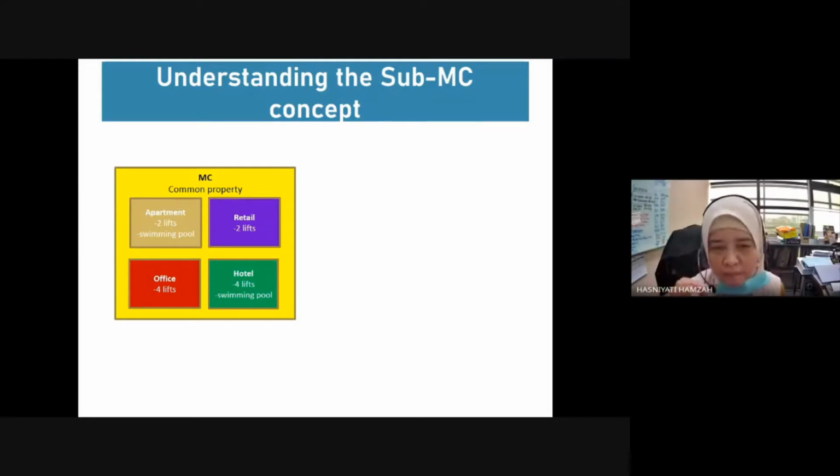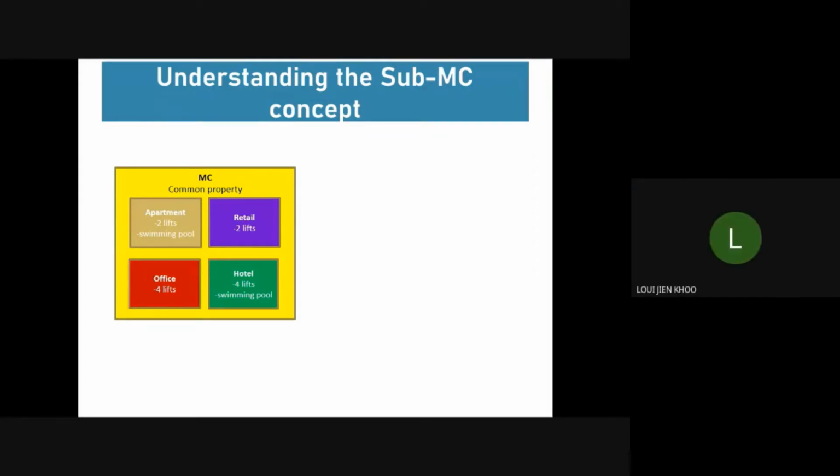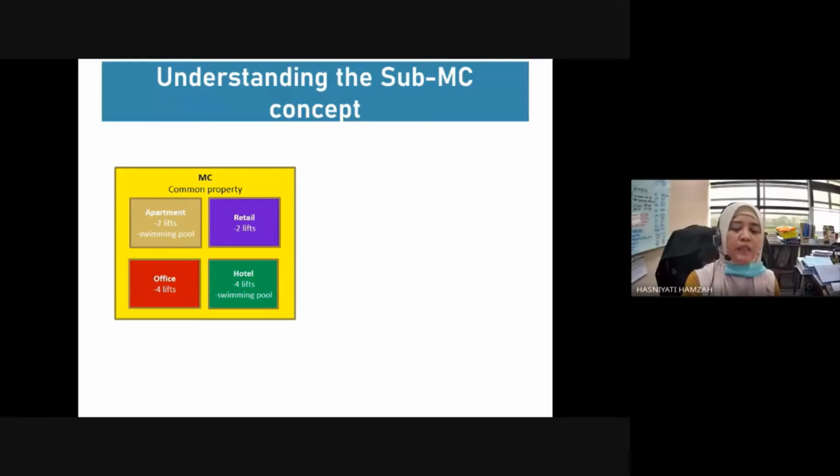This is important because lifts and swimming pools, what do we call them? Anyone can tell me? Lifts, swimming pools fall under what? Come again? Say again. Common property. Correct. Lifts and swimming pools come under the category of common property, including also land, corridor, stairs, fire staircase. What else? The banister. The exterior of the building as well.